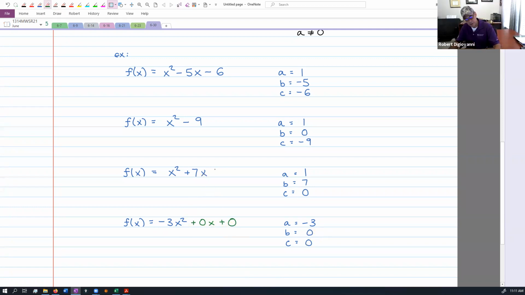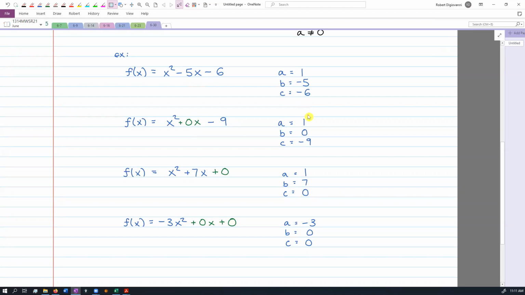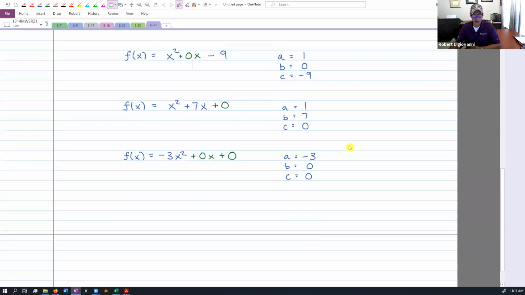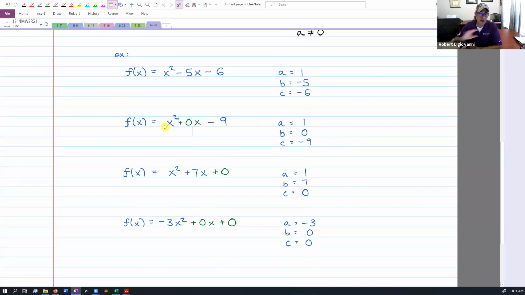Same with this one. You could say, oh, that's plus 0. So that's why C is 0. This one's a little harder. You would have to look at it like this. Plus 0x. So now you have nothing in front of the x. And then here, all 3 of them appear. Does that answer your question, Darshel? Yes, sir.